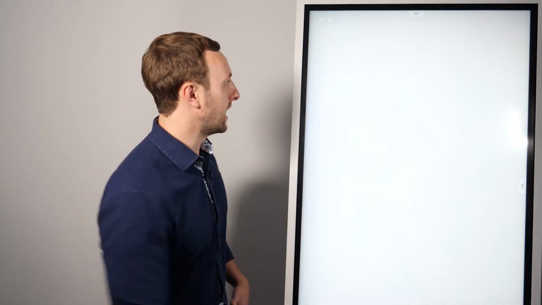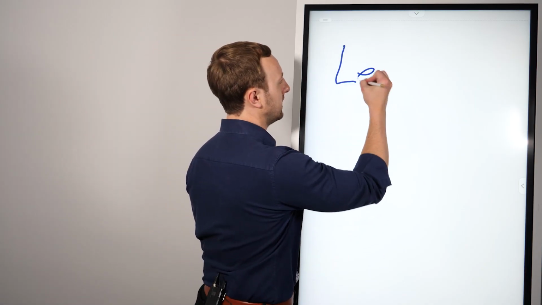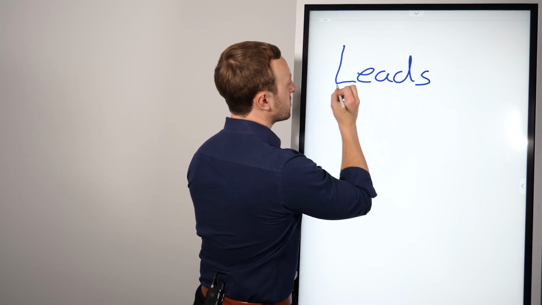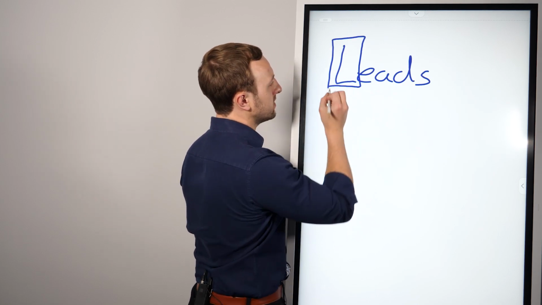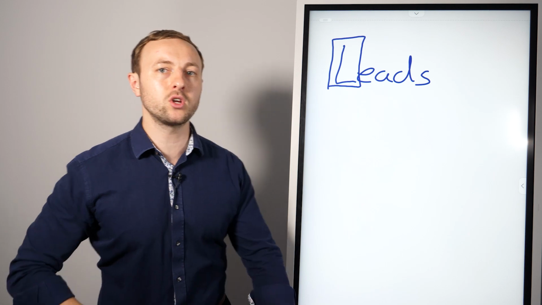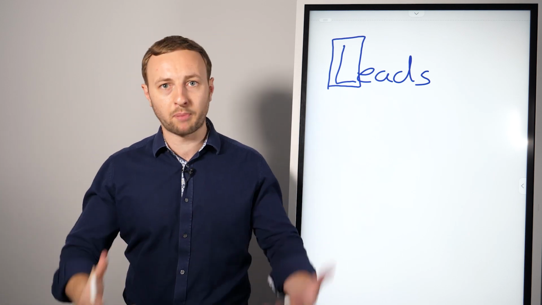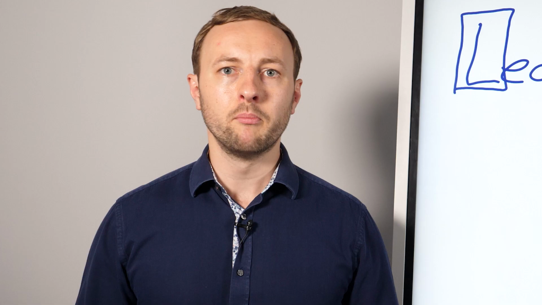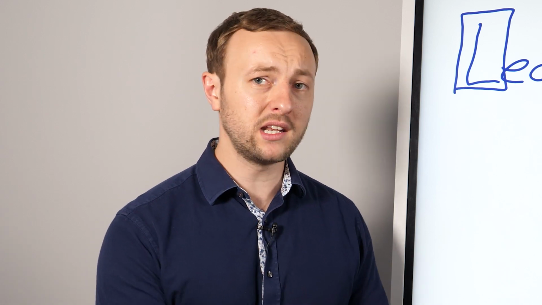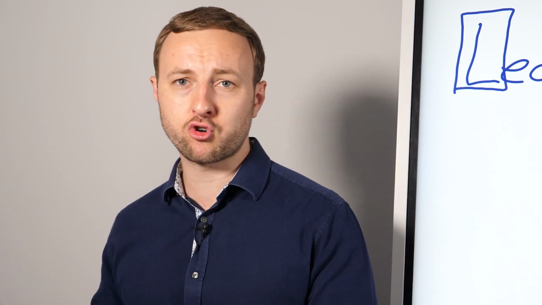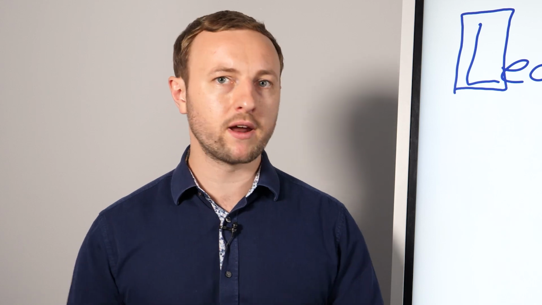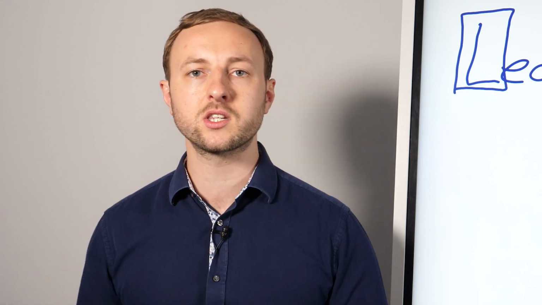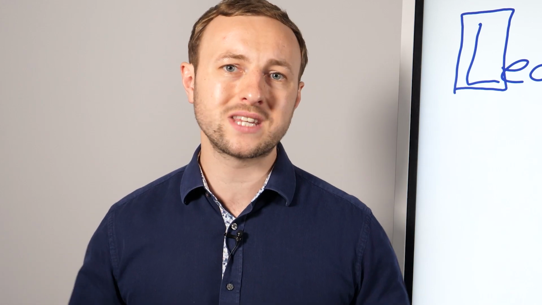So let's jump in with the L, which is leads. The first thing you're going to need is leads in your pipeline. So how do you get these leads? Well, obviously you need to post, you need to build awareness. But I like using ACE: awareness, communication, extraction. So I will post regularly on Facebook, Instagram, things like that. And you need some sort of call to action from that.